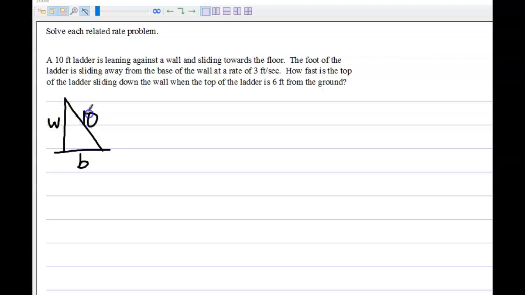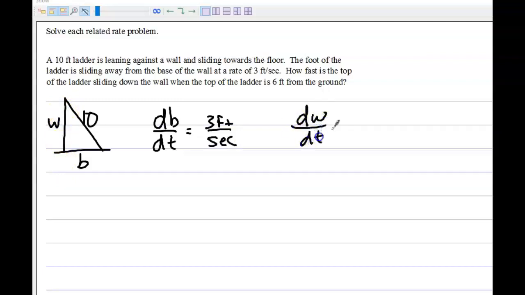So the ladder itself is 10 feet long, and that's not going to change, so I put a number there. The rate that they give us is how fast the base is moving away, so that would be dB dt, and they tell us that that rate is 3 feet per second. The rate that they want us to find is how fast the ladder is sliding down the wall, so we're looking for dW dt.